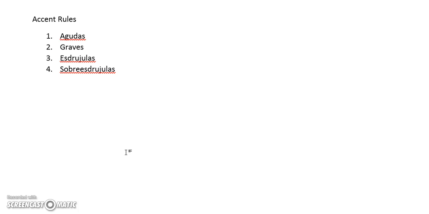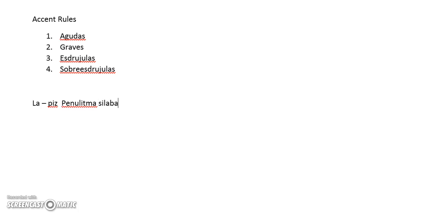So for each word, for example, the word lápiz, you have to separate it into syllables. Lápiz. There are 2 syllables in that word. The stress in that word falls on the first syllable, lápiz. So, the stress in this case falls on the penúltima sílaba.